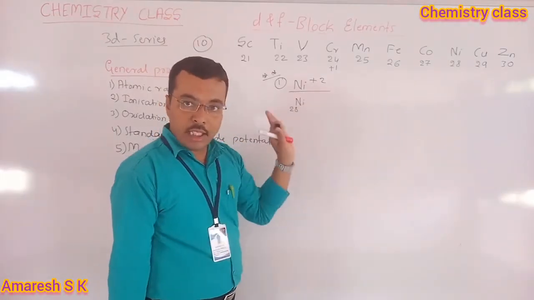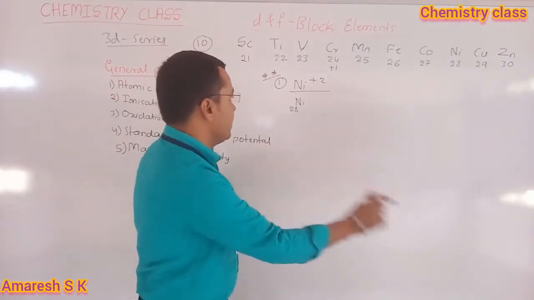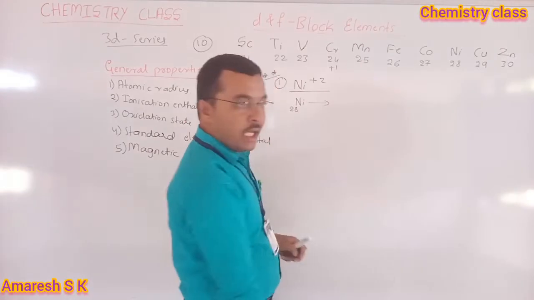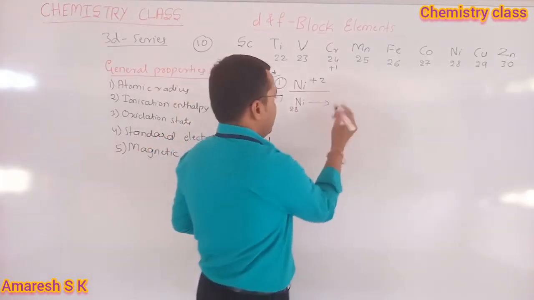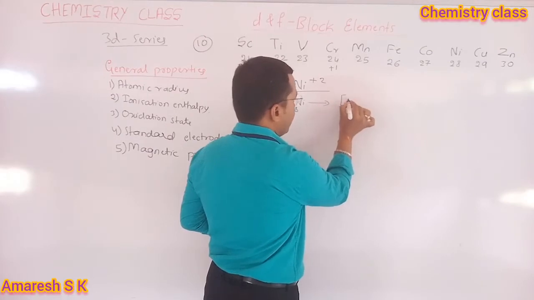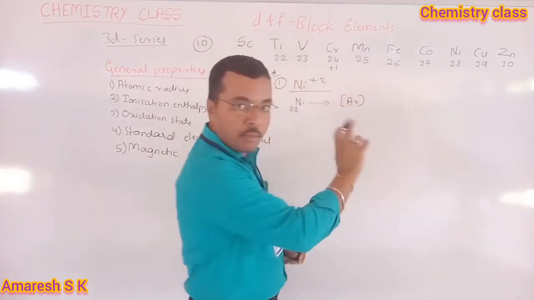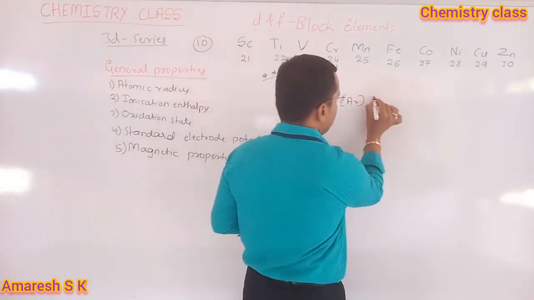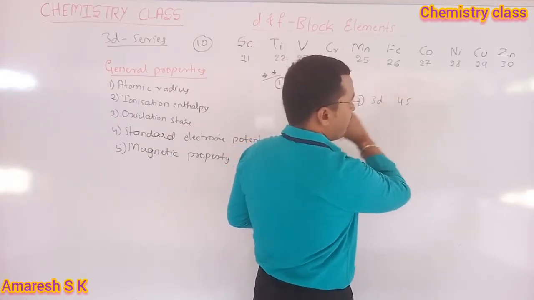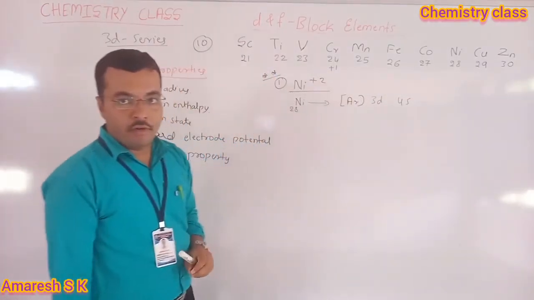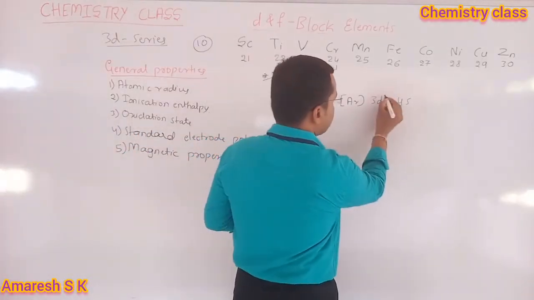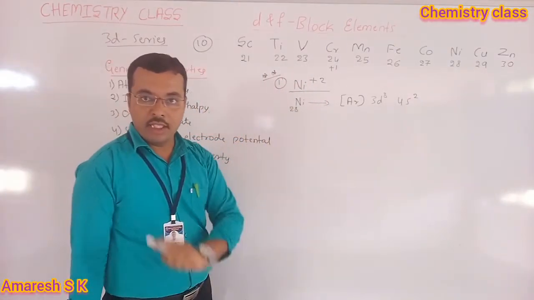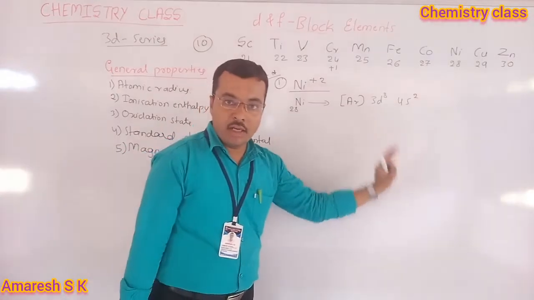Then first you should write the initial electronic configuration of nickel. Nickel has the atomic number 28. It means it has the electronic configuration argon. Up to argon, this is the complete electronic configuration. Next, after the argon, there is 3d and 4s. Next, 3d8 4s2 is the total electronic configuration of nickel.